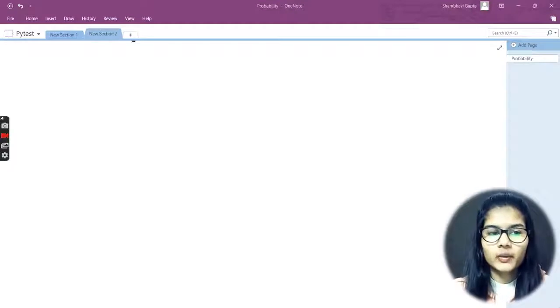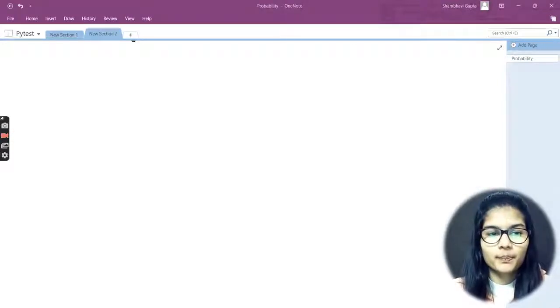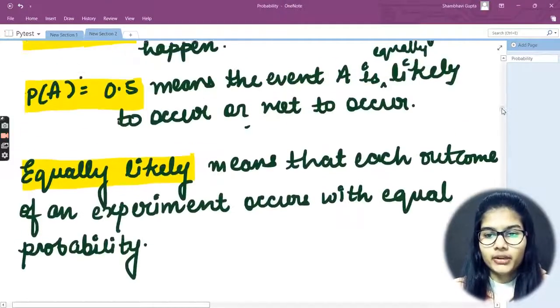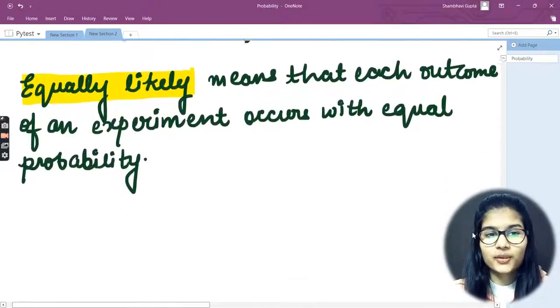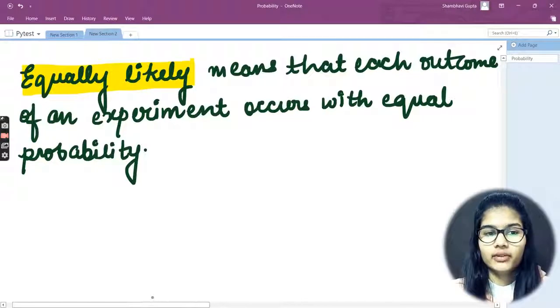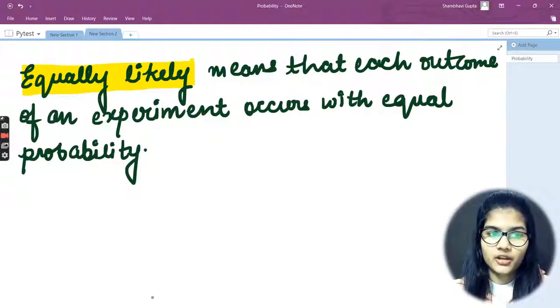So we were learning about the different terminologies in probability. Further, I'll take you through calculating the probability of an event where all the outcomes in the sample space are equally likely. If you watched my previous video, the last topic we discussed was equally likely. I'll take up today's video from this topic.